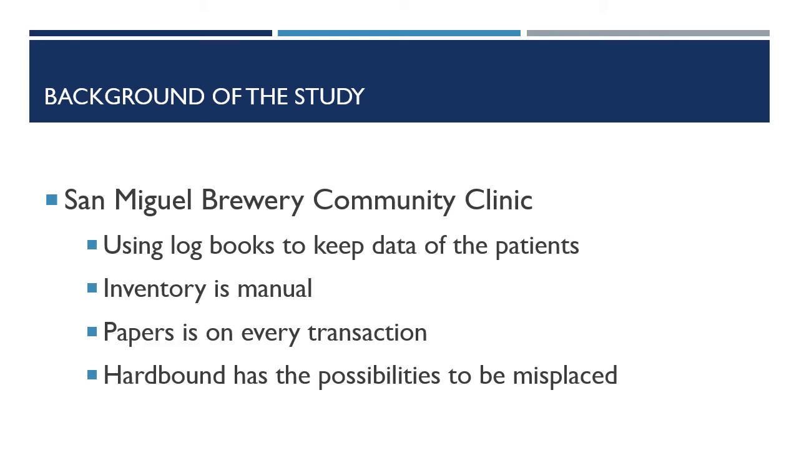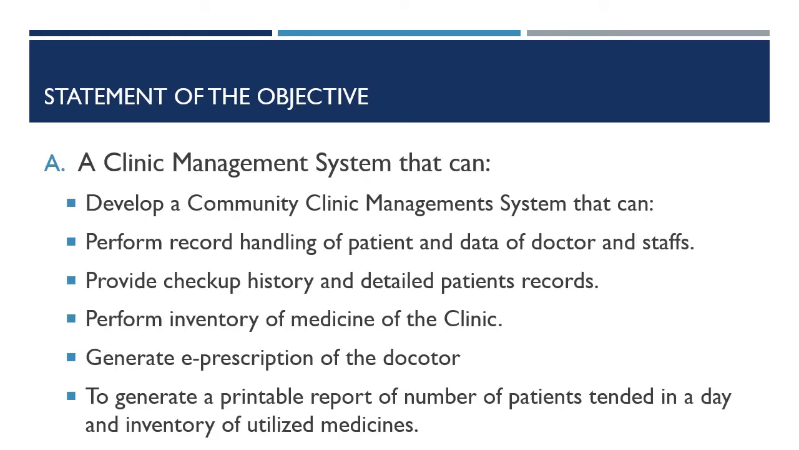So why did we proponents choose the San Miguel Brewery Community Clinic? The clinic is still using manual processes despite this modern world. They're still using logbooks to keep data of their patients. The inventory is still manual. There are still papers in every transaction, and that paper or hardbound copy has the possibility to be misplaced, which can cause problems.